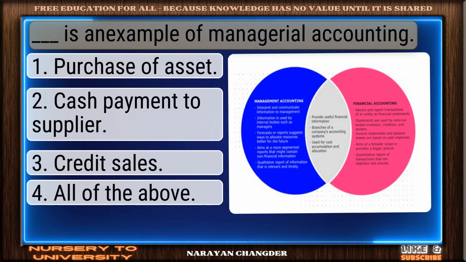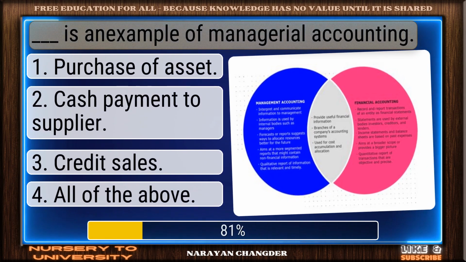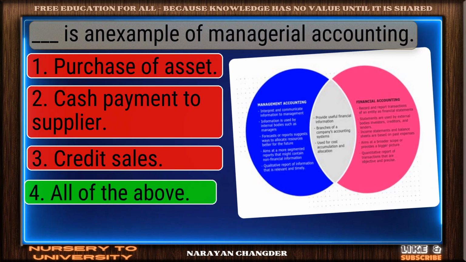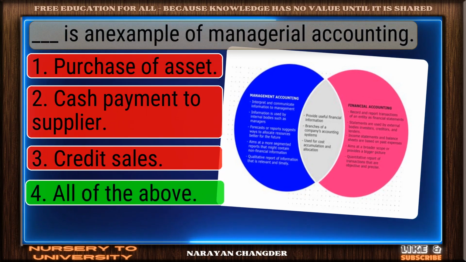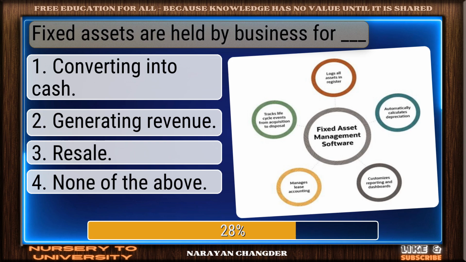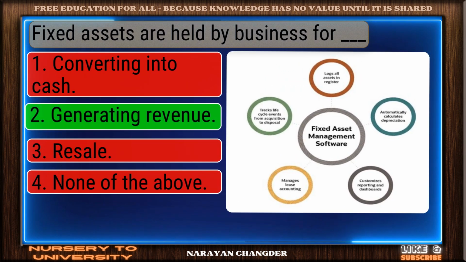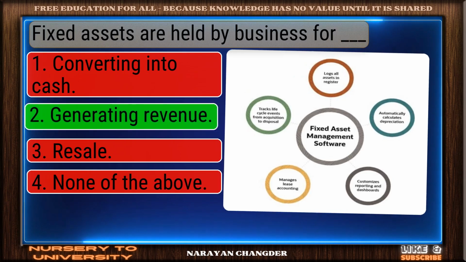Dash is an example of managerial accounting. Well reasoned. All of the above is the correct choice. Fixed assets are held by business for dash. Smart pick. Generating revenue is the correct choice.